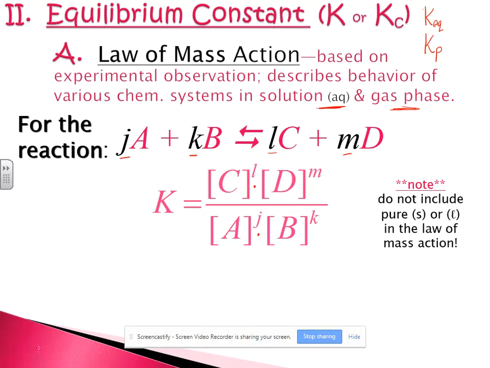We do not ever include pure solids or pure liquids in the law of mass action. Only aqueous, that would be concentrations. And if you were going to do it in the gas phase, you could write the K. If they were all gases, K would be equal to the partial pressure of C raised to the l power times the partial pressure of reactant D raised to the m power, divided by the partial pressure of reactant A to the j power times the partial pressure of reactant B raised to the k power.